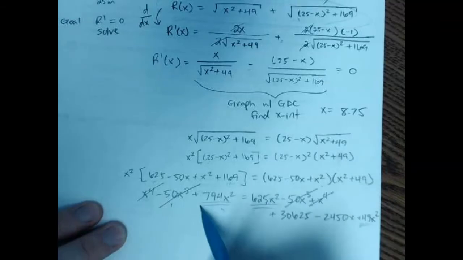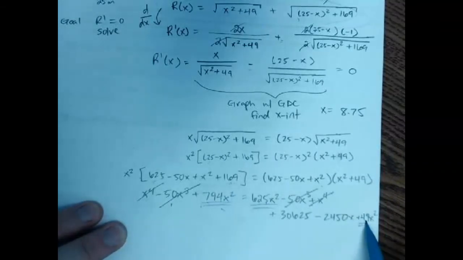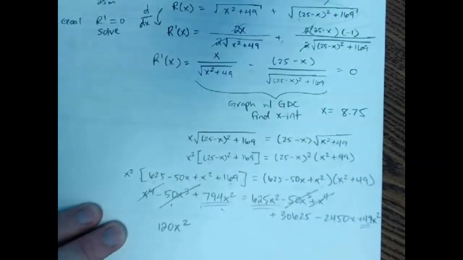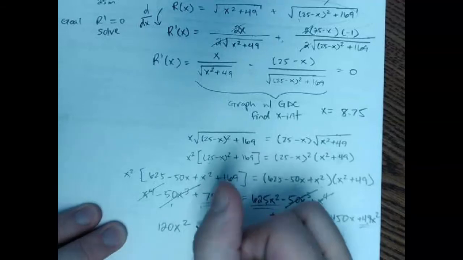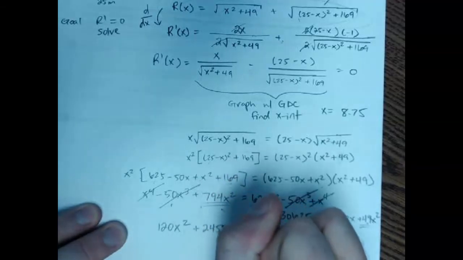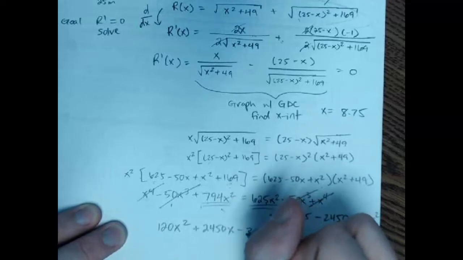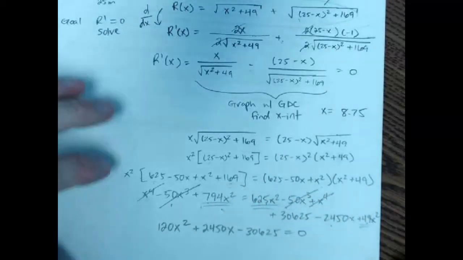So 794 minus 625 minus 49, and you'd end up getting 120x squared. And then that's the only linear term, so you'd add it over, so it'd have plus 2450x. That's the constant, so subtract it. Okay, so we got it all the way down.